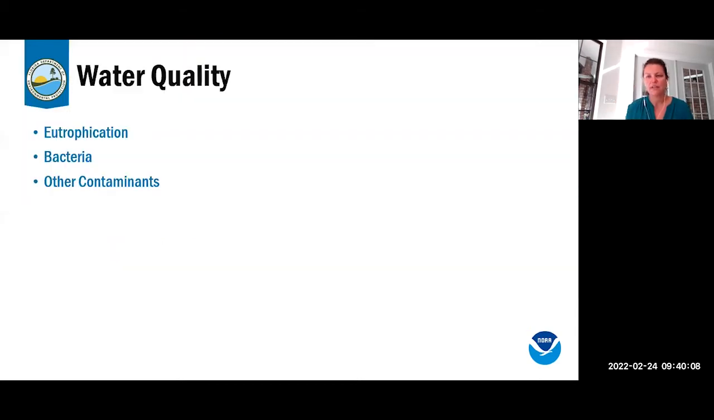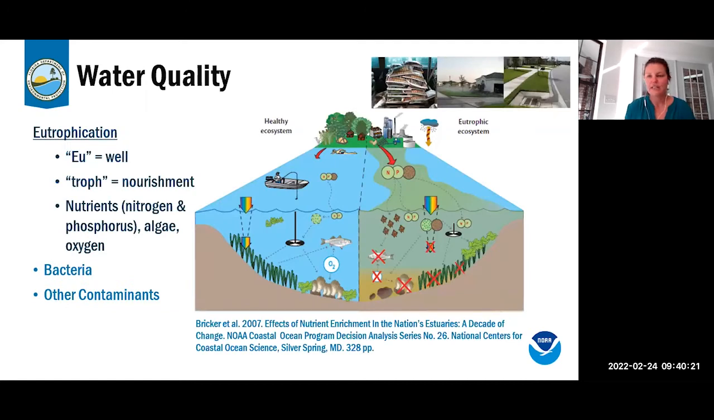So first I'm going to start with a quick introduction about what I mean when I say water quality. Basically, I'm thinking of three main categories: eutrophication, bacteria, and other contaminants. Eutrophication, you can understand by breaking up the word into its roots, well and nourishment. Basically, it's the process of feeding an estuary. And estuaries are naturally fed and nourished because they're where the land and the sea intermix.